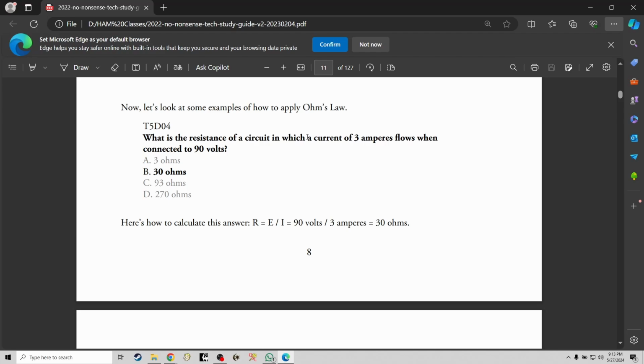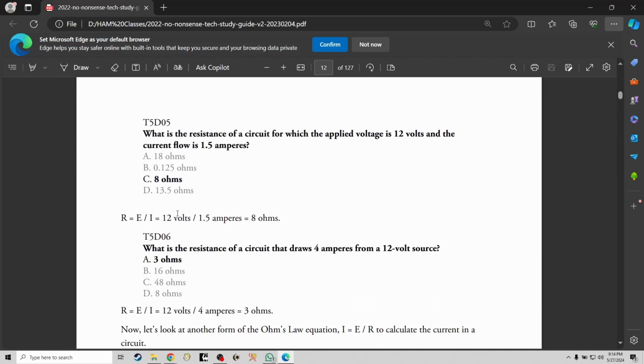Some examples of Ohm's law. If you have a circuit with a 3 amp current and you connect it to 90 volts, what's going to be the resistance? You take your 90 and divide it by 3, and you get 30. Here they're asking for resistance. You take your 12 volts and divide it by the 1.5 amps, and you get 8 ohms.